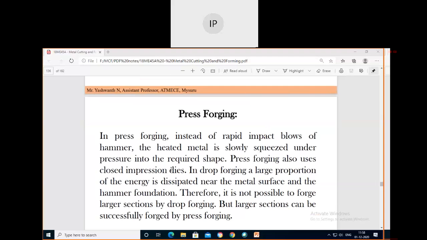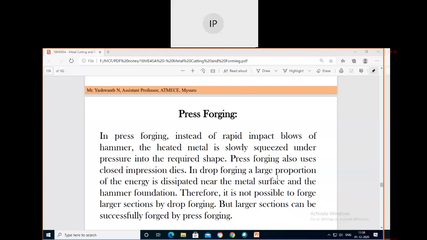If we say press forging, in press forging, instead of rapid impact blows of a hammer, the heated metal is slowly squeezed under pressure into the required shape. Here we use squeezing pressure instead of an impact force from the hammer. Press forging also uses closed impression dies.